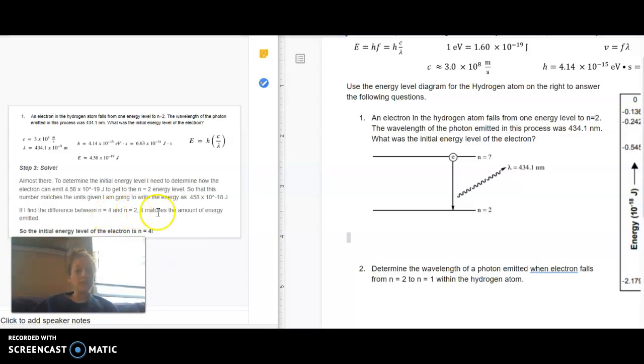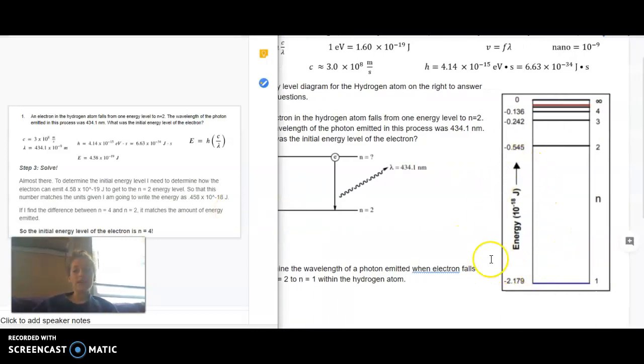So what I did first is I changed this slightly. I moved the decimal over to write the numbers 0.458 times 10 to the negative 18th joules. And I did that because if I look over at my diagram, the units are in 10 to the negative 18th joules. So it will make my life a tiny bit easier.